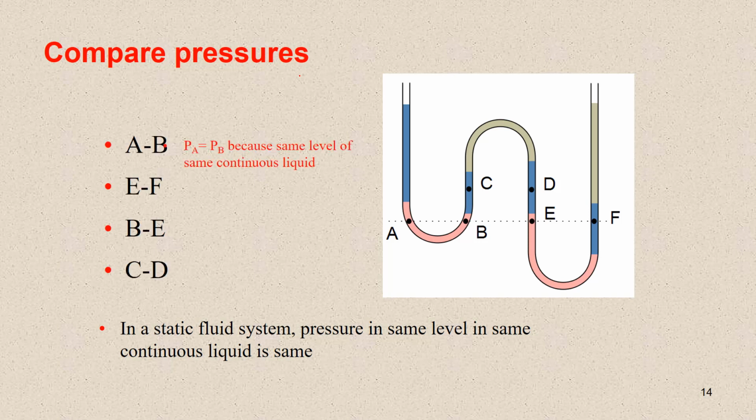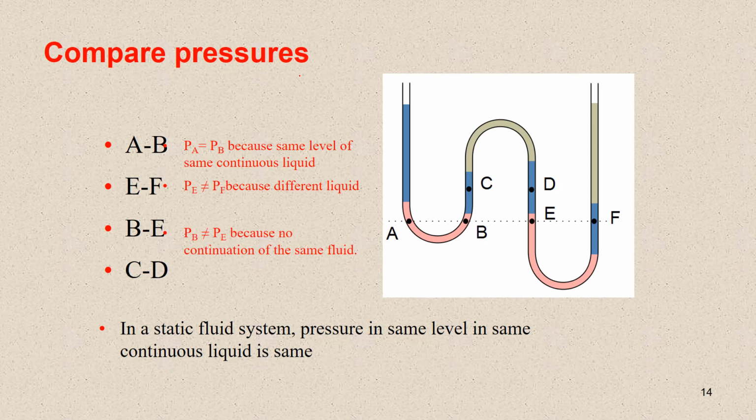So between point A and point B, the pressure at point A is going to be the same as the pressure at point B because they are at the same level in the same continuous fluid, which is marked by red here. The pressures at points E and F are not going to be the same because although they are at the same level, it is not the same fluid. Point E has the fluid that is red in color and point F has the fluid which is blue in color.